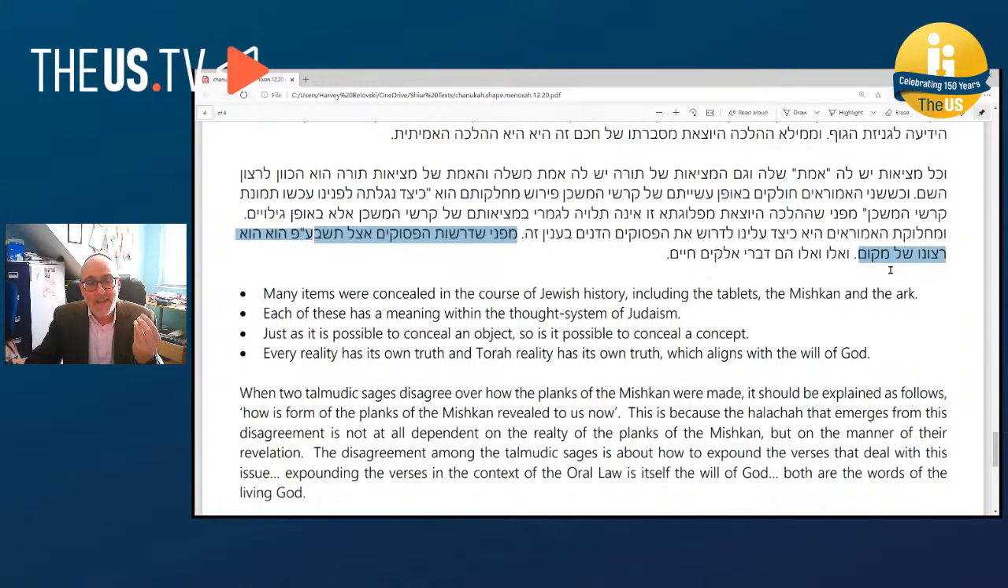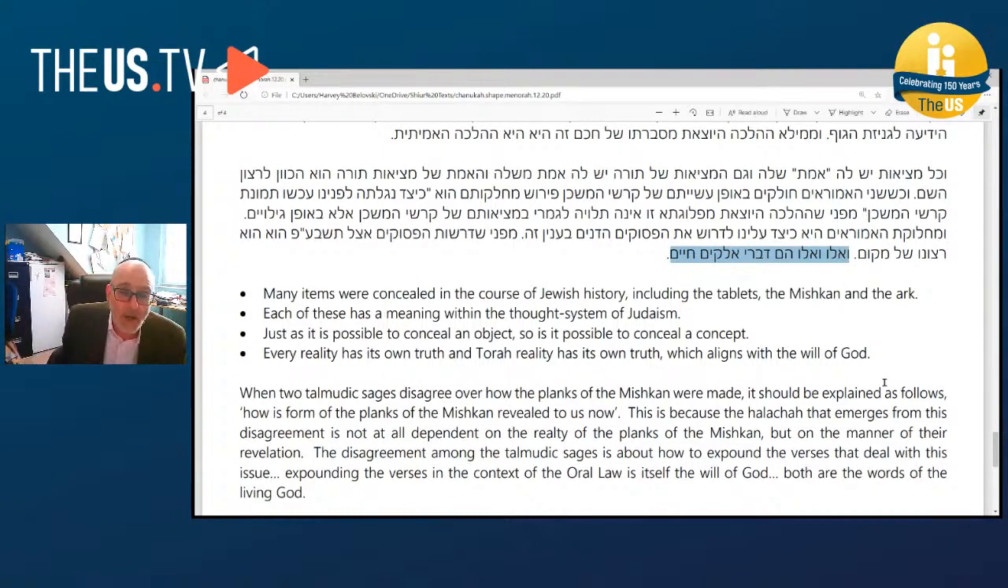Because aligning ourselves and understanding how the text speaks to us, the most obvious way to read the text, that is the will of God. That's part of the endeavor of learning Torah and what makes us Jews. As he says with this iconic phrase, which is actually citing the Talmud itself, "Ve'elu ve'elu divrei Elokim chayim."